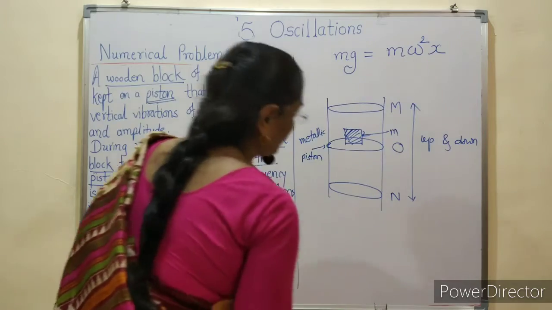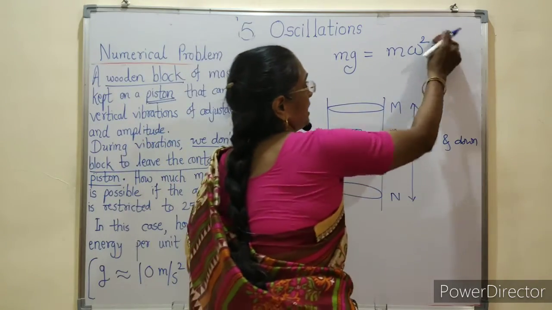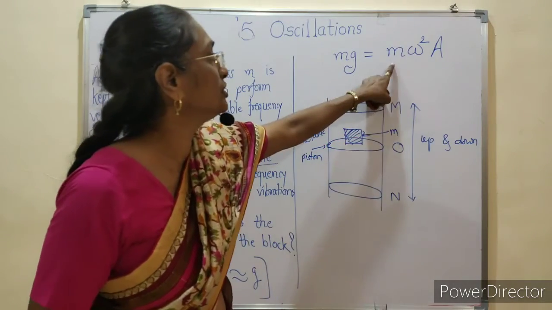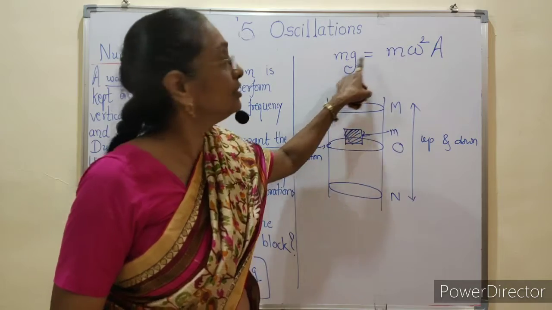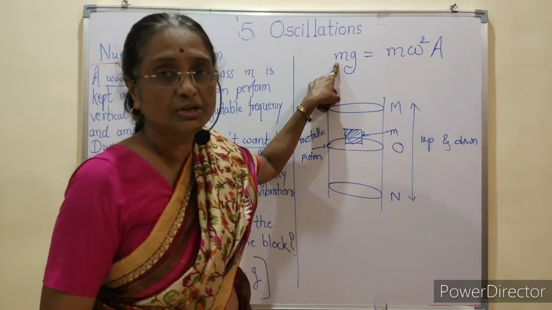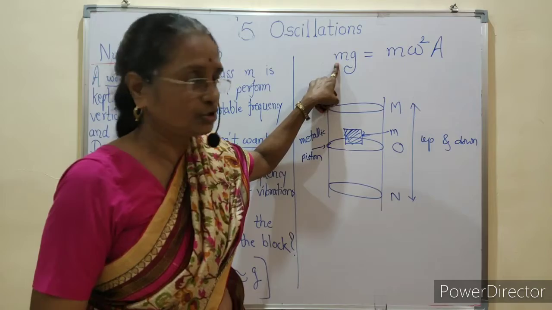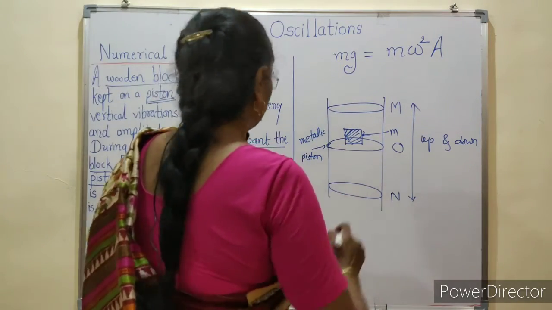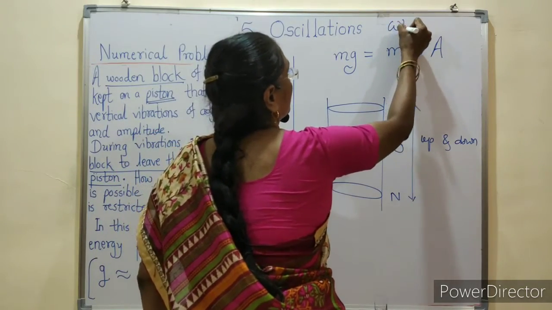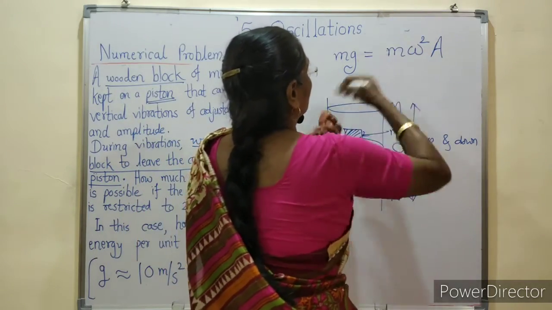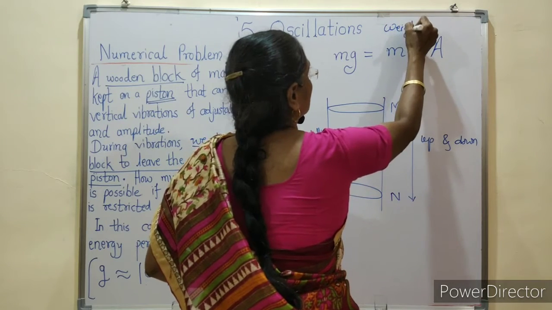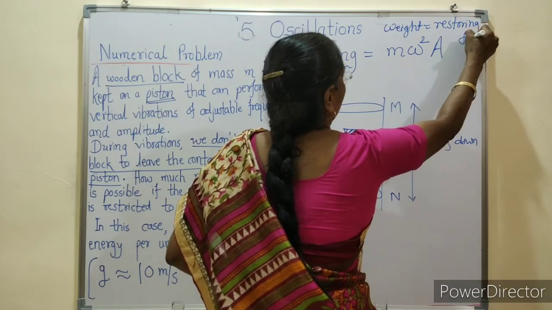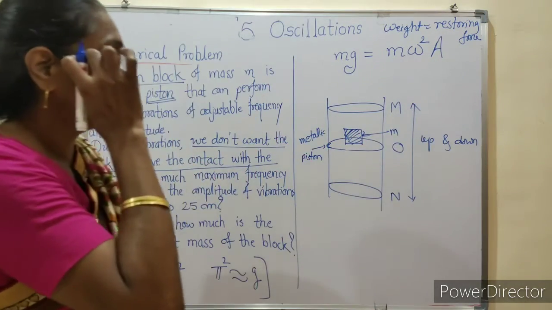So here the x can be taken as a. So even if it moves to the upper extremity or lower extremity, its restoring force must be balanced by the weight of the block. So here we take the relation: weight must be balanced. Weight must be equal to the restoring force at the upper extremity and lower extremity.